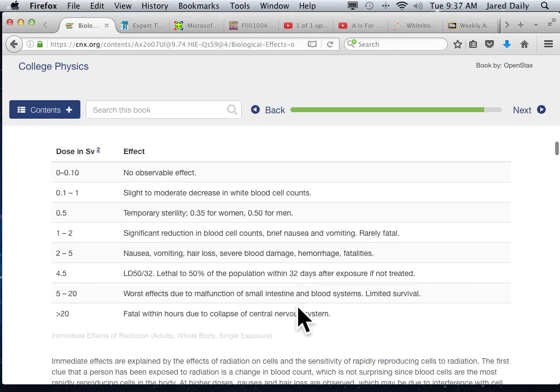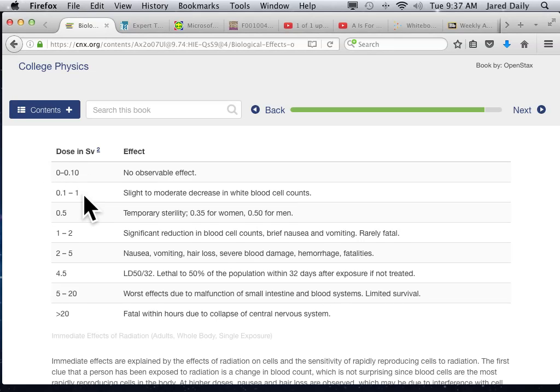And then we take a look at what kind of damage is done at different levels of dosage. So if you have 0 to 0.1 sieverts, there's no observable effect in your body. There could still be a significant effect, but you can't really see what's going on. So it could be some damage at the cellular level, at the DNA level. Could be the beginnings of cancer, but you're not going to see it right away.